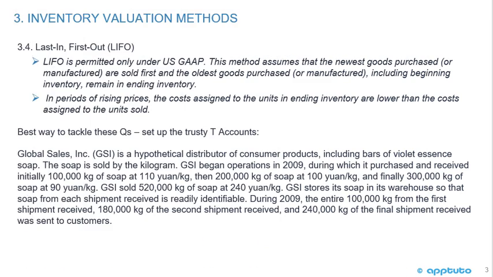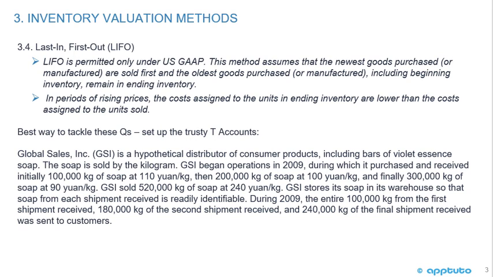Continuing with the inventory valuation methods, last in, first out, LIFO. LIFO is permitted only under US GAAP. This method assumes that the newest goods purchased or manufactured are sold first, and the oldest goods purchased or manufactured, including beginning inventory, remain in the ending inventory. In periods of rising prices, the costs assigned to the units in the ending inventory are lower than the costs assigned to the units sold.